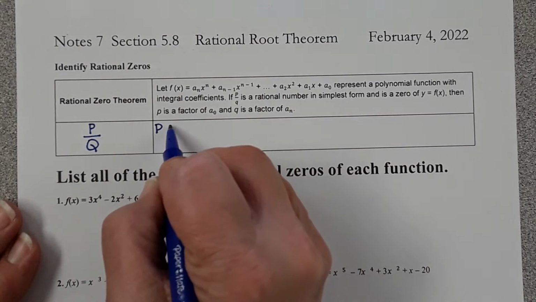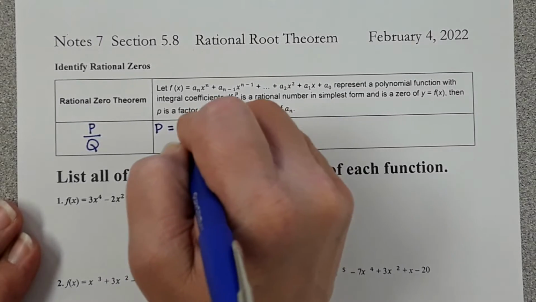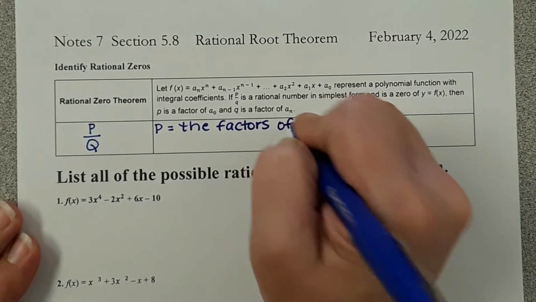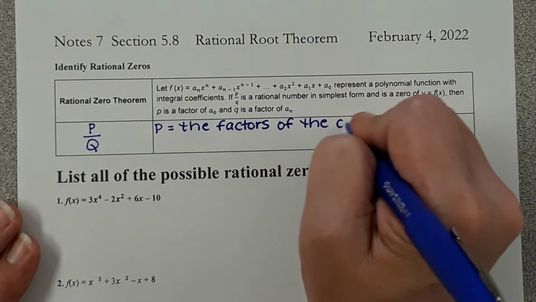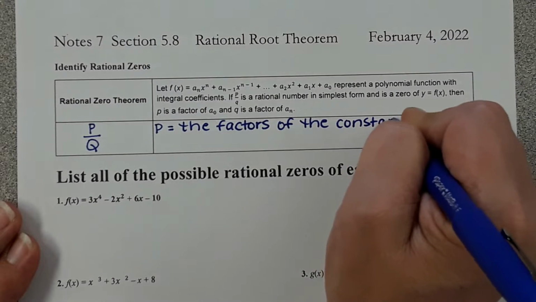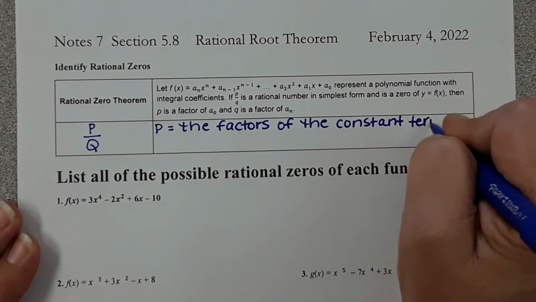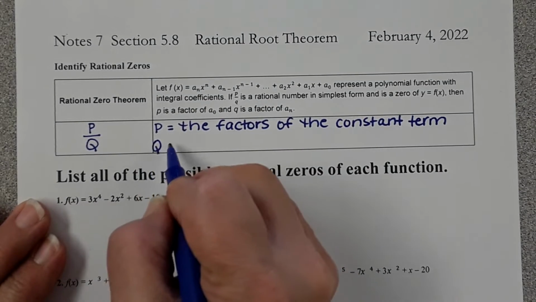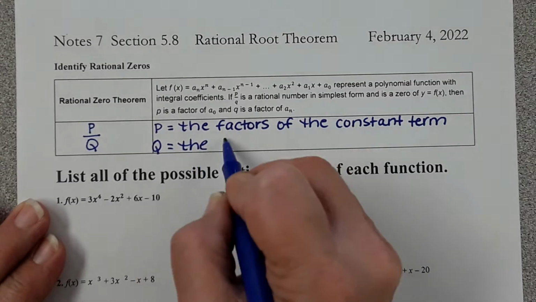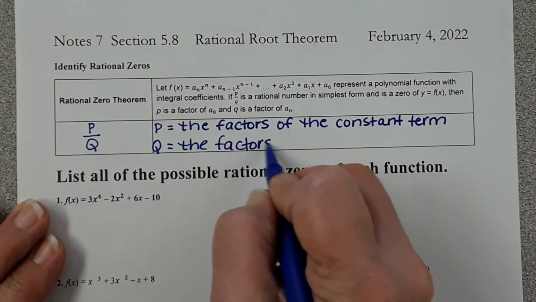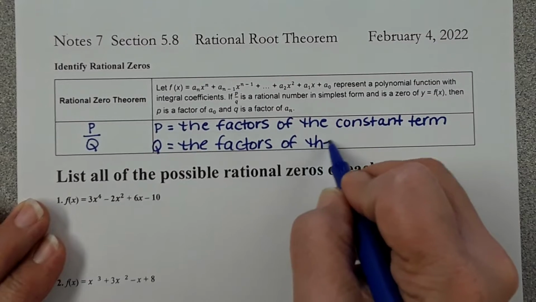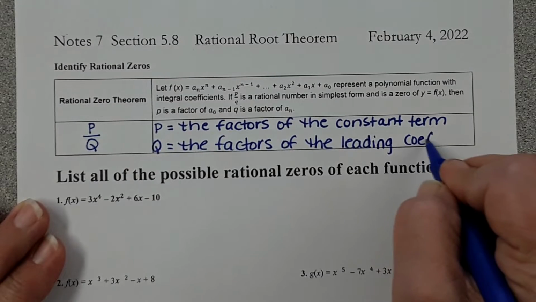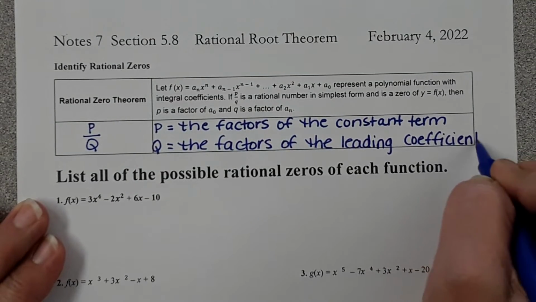P is the factors of the constant term. Okay? The constant term is the one without the variable. Q are the factors of the leading coefficient. Okay? So when we get to do problems, we'll understand.